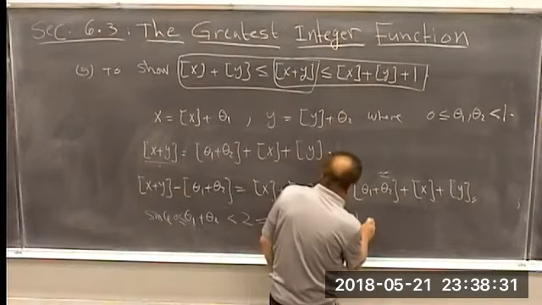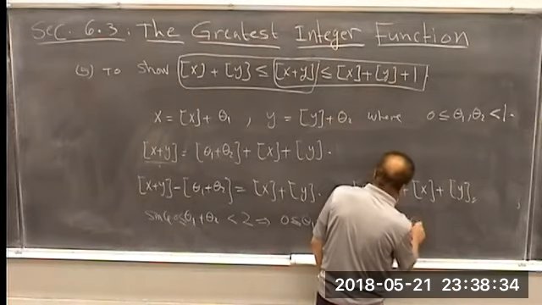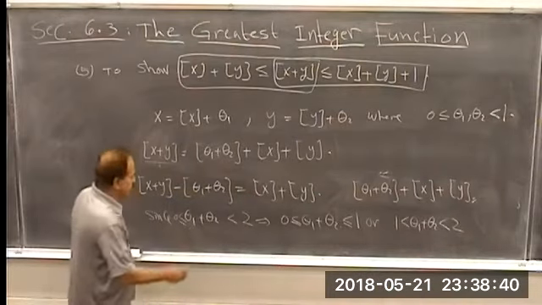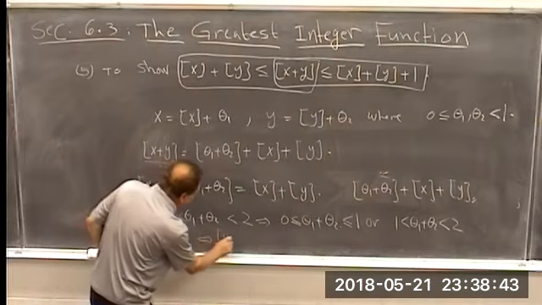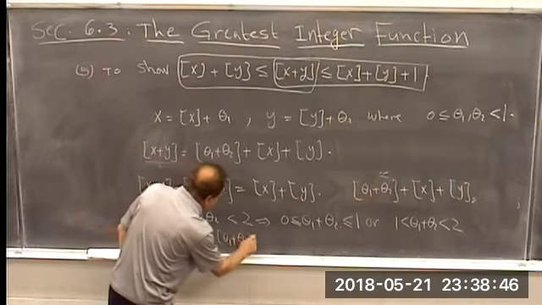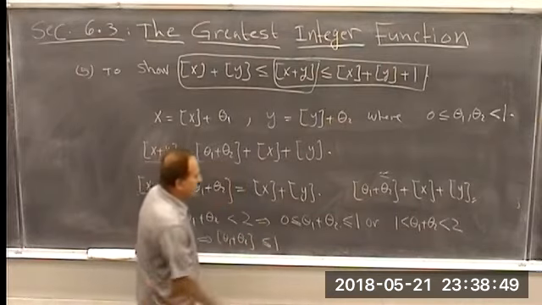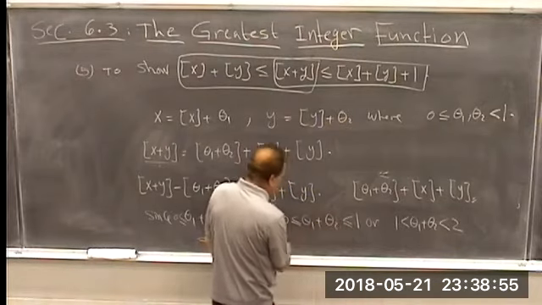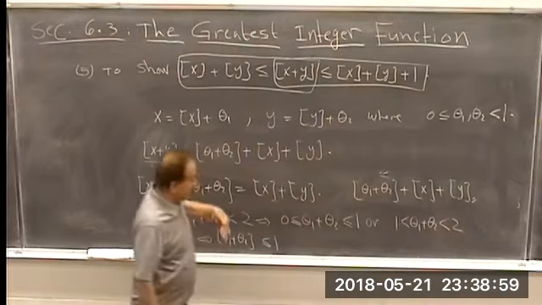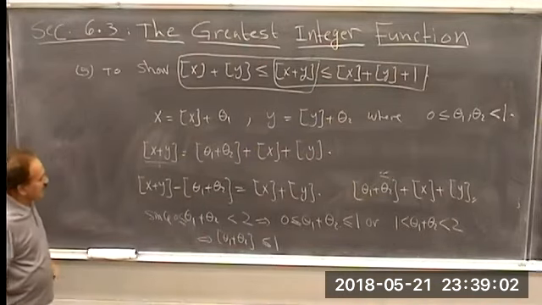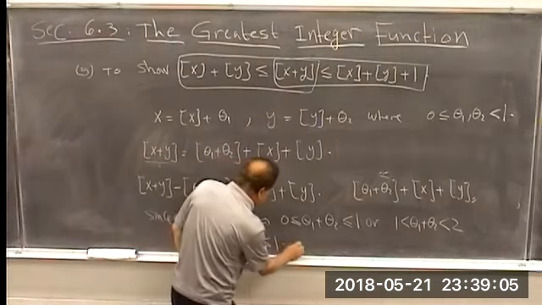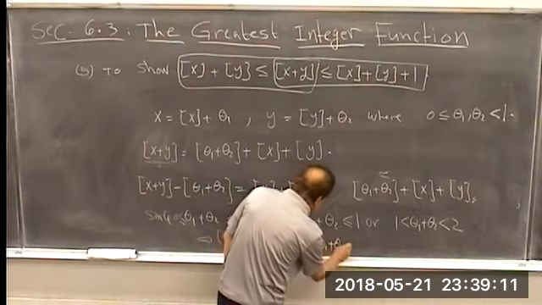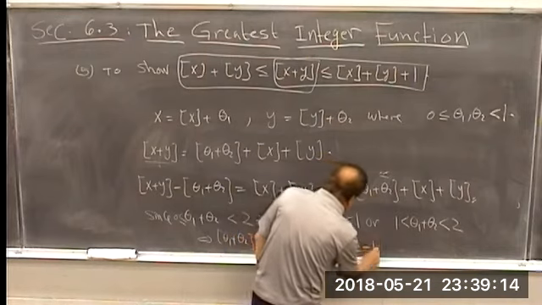Or actually, 1 less than theta 1 plus theta 2 less than 2. So in either case, we have theta 1 plus theta 2 is going to be less than or equal to 1. Because if it is within 1, less than or equal to 1, it's going to be at most 1. But if it is between 1 and 2, still it's going to be at most 1. All right. And from this, we can conclude that by multiplying by a negative, negative of theta 1 plus theta 2 is bigger than or equal to negative 1.